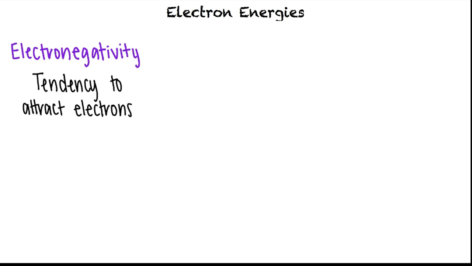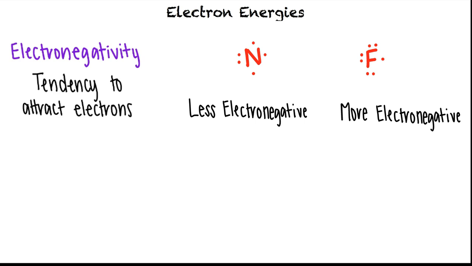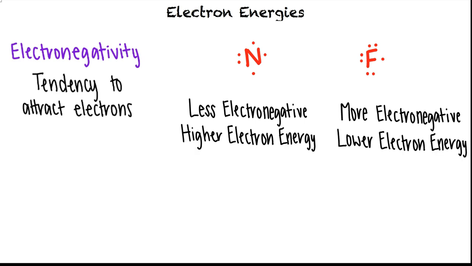Let's take a look at the electrons in nitrogen compared to the electrons in fluorine. Fluorine is more electronegative because it has a higher positive charge on the nucleus and holds on to its electrons more tightly since they are more stabilized by the nucleus. This tells us that the electrons on fluorine are lower in energy than the electrons on nitrogen. Based on this information, we can establish the trend that as electronegativity increases, electron energy decreases.